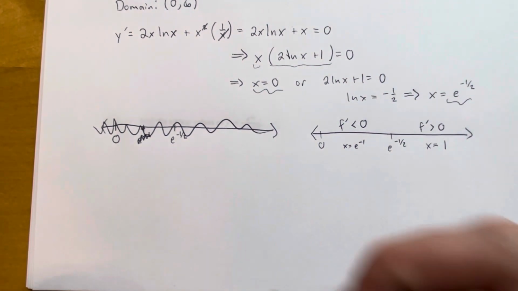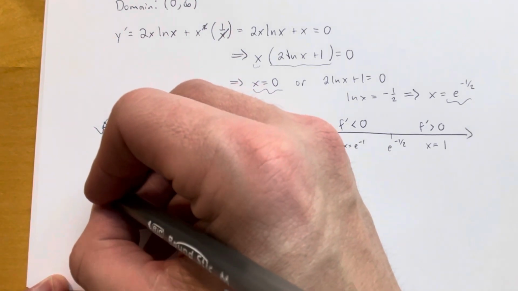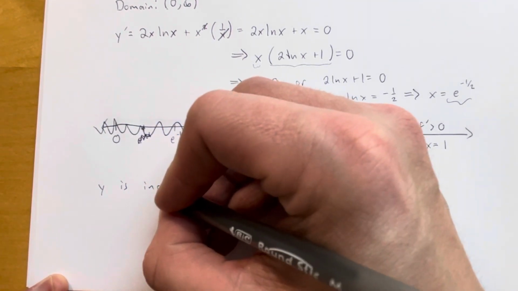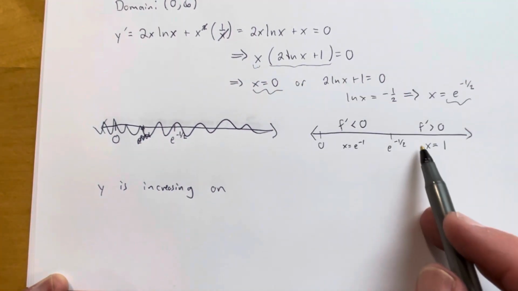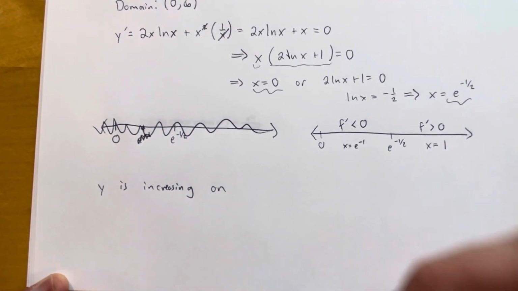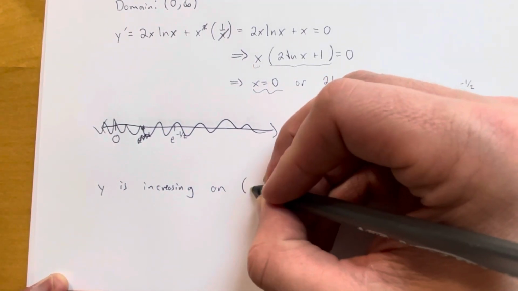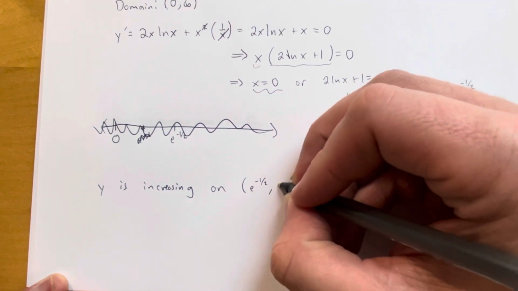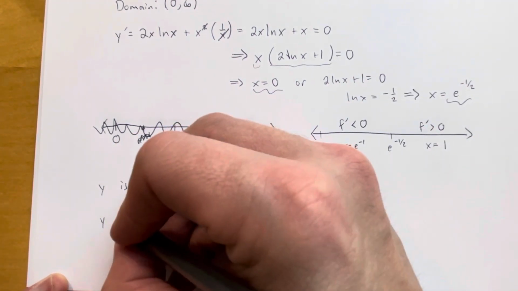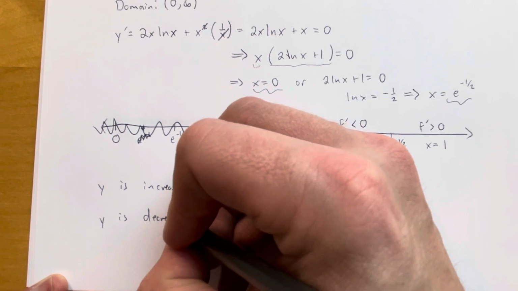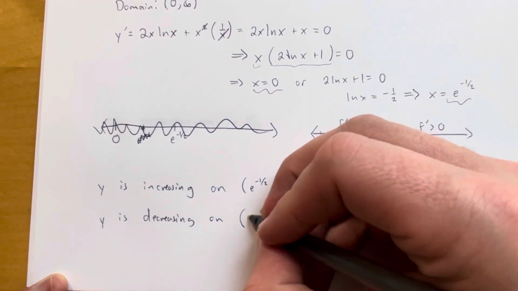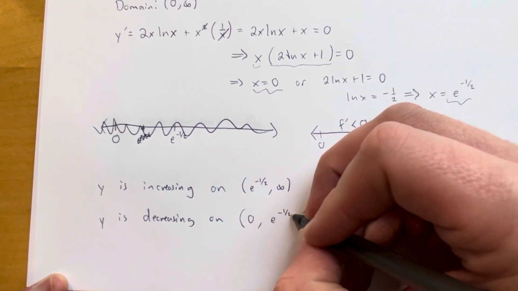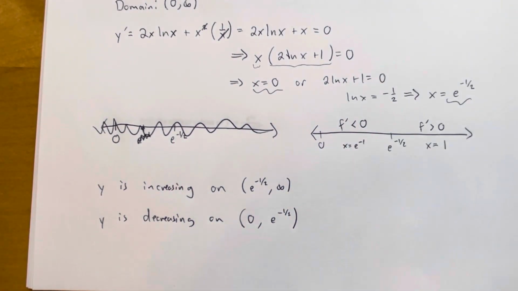Okay, putting all of this together, I can say that y is increasing on which interval? It was increasing on this second interval that we worked with, which is the interval from e to the negative 1/2 to infinity. And y is decreasing on this interval here, which goes from 0 to e to the negative 1/2. Okay, so that's going to be it for this video. We'll do some more with this concept starting in part 2.